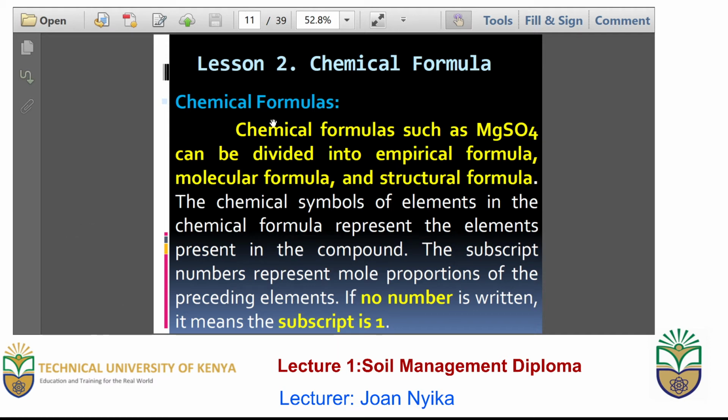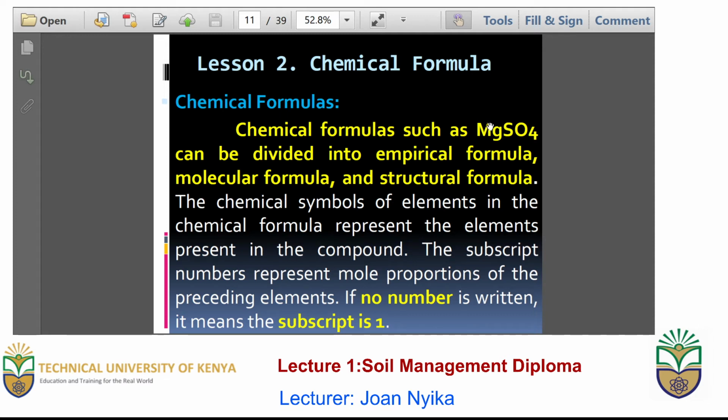Now let us look at chemical formulas. Chemical formulas such as this, which represents magnesium sulfate, can be divided into what we refer to as empirical, molecular, and structural formulas. The chemical symbols in each chemical formula represent a compound. For instance, this is magnesium sulfate. The subscript represents the mole proportion of the preceding element.